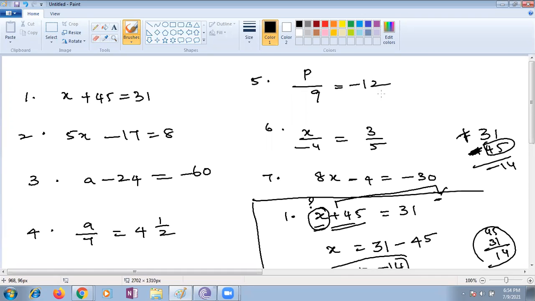P is equal to... Ritvik, yes. Which bit do you have doubt? Ma'am, nothing. I am telling P is equal to minus 12 into 9.